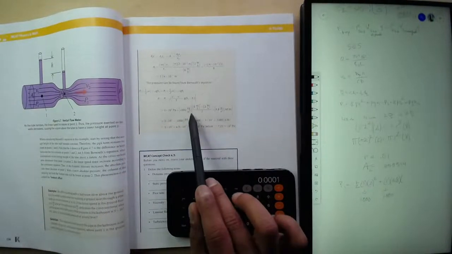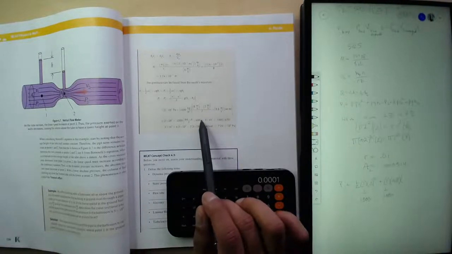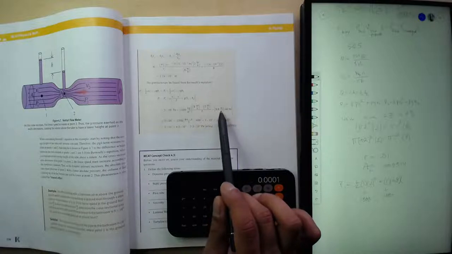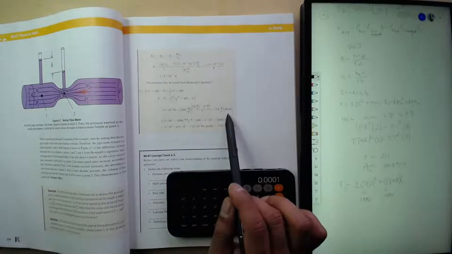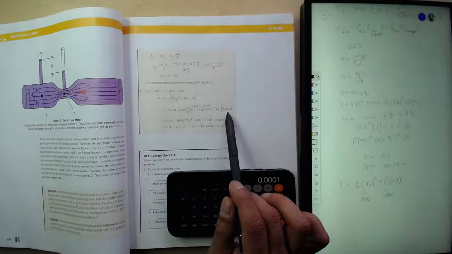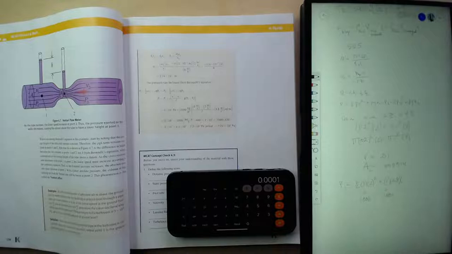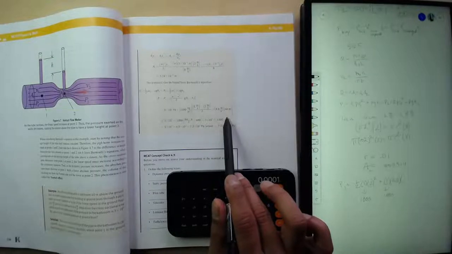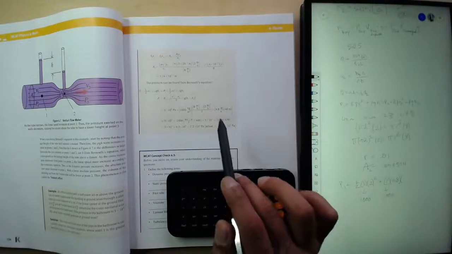They have the same thing over here. 8 minus 2 meters squared over 2. 9.8. 40 meters. Which is H2 minus H1. The way they do it is handy, because the way I was going to do it, if I put 40 on one side and 0 on the other, it would just be 0 on that side, right? But that's okay.